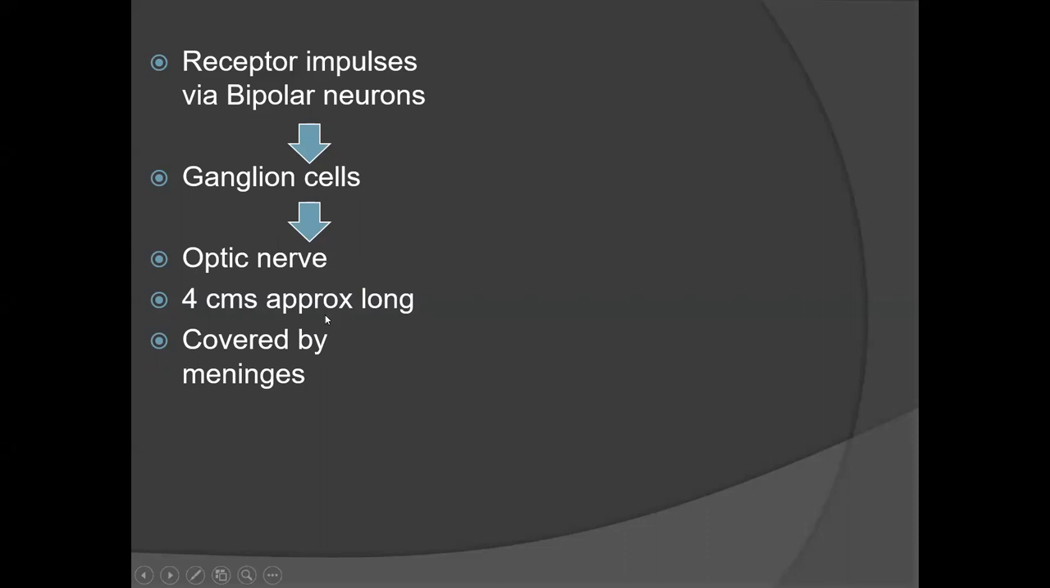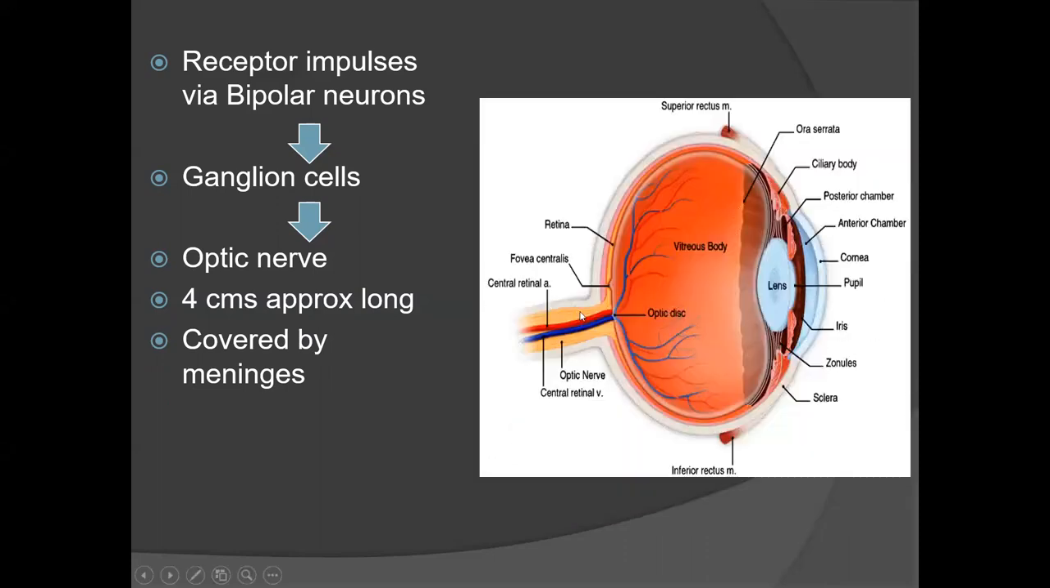We can see it is covered by all the 3 layers of the meninges. So from the optic disc, these optic nerve fibers, which are the ganglion cell extensions or axons, will begin to travel as the optic nerve till it has the optic chiasma.